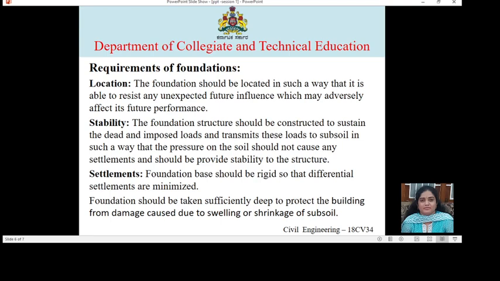So it means the foundation should be sufficiently deep to protect the building from the damage caused by swelling, because of a high rise in the water table, or shrinkage of the subsoil, which is the draining of water again. At different times, it may be a rainy season or a dry season, so these changes will be there in the soil. This is natural, so the foundation has to withstand both conditions.